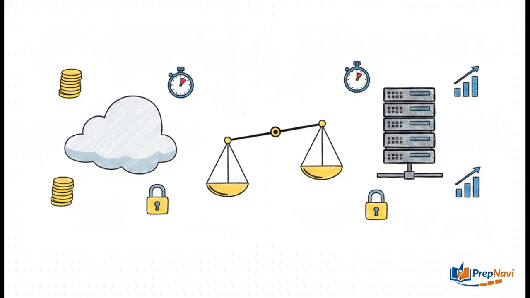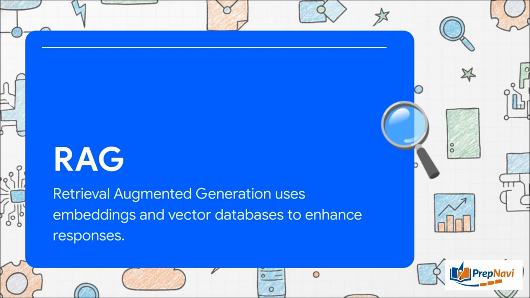A perfect example of the technical depth they're looking for is RAG, or Retrieval Augmented Generation, from Domain 1.5. The blueprint explicitly requires you to understand the role of embeddings and vector databases within this architecture. This is basically how we ground AI models in actual, factual enterprise data to stop them from hallucinating or making things up. So make sure you can explain exactly how a vector database fits into that whole pipeline.